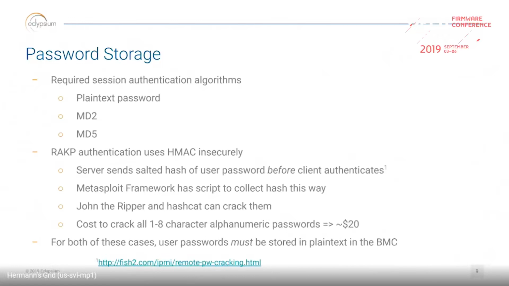And in fact, Metasploit framework, which is a collection of attacks in an automated form, has a script that you can simply run over an IP range, and it will collect all of these password hashes for you and dump them out into formats that you can feed into password crackers like John the Ripper and Hashcat. So I went ahead and did this just to see what would happen against my array of test machines at Eclypsium, and found that I could crack all of the 1 to 8 character alphanumeric passwords for about $20.